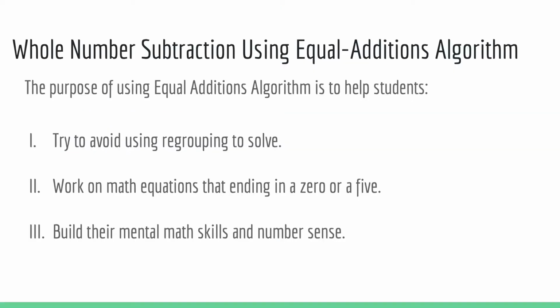We will first begin with whole number subtraction using equal additions algorithm. The purpose of using equal additions algorithm is to help students, one, try to avoid using regrouping to solve a problem, two, work on math equations that end in a 0 or a 5, and three, build their mental math skills and number sense.